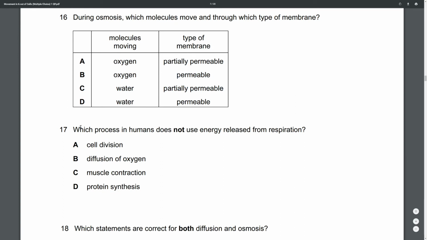Question 17. Which process in humans does not use energy released from respiration? Cell division uses it. Protein synthesis uses it. Muscle contraction uses energy. So it's diffusion of oxygen, which is B.